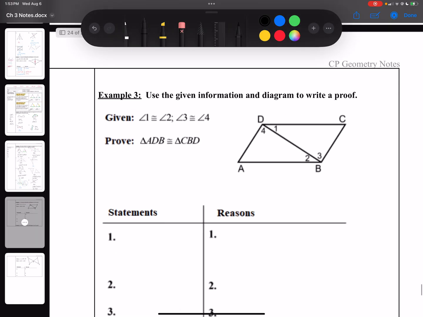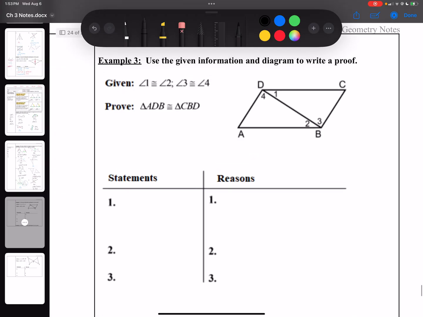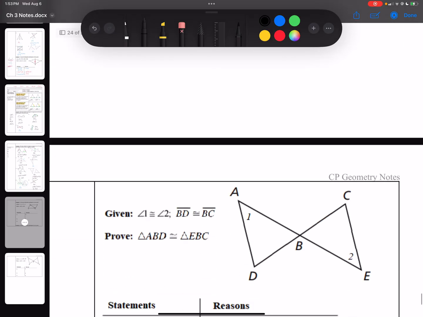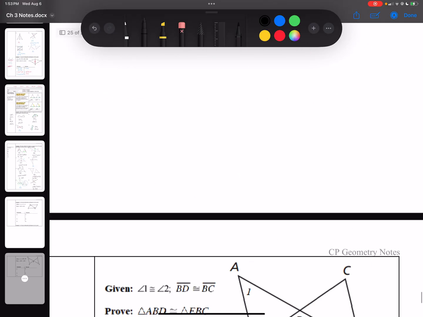All right, use the given information to write a proof. Why don't you pause the video and try these two proofs on your own. When you're ready, you can unpause and check your answer.